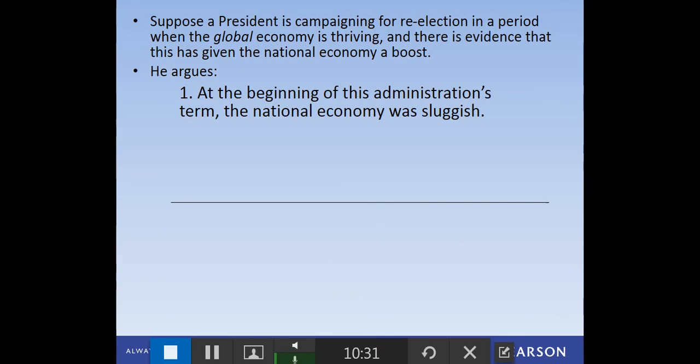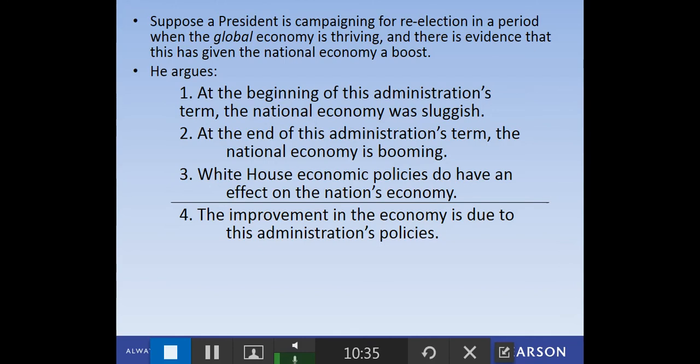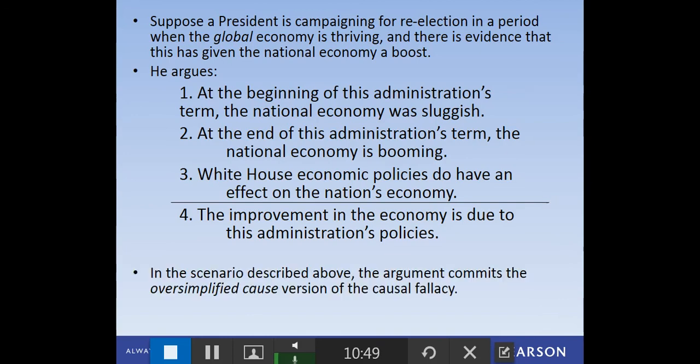So here's our president, not our president, but any president giving a re-election speech, saying at the beginning of this administration, the economy was sluggish. At the end, the economy was booming. The White House economic policies do have an effect on the nation's economy. Therefore, the improvement is due to the administration's policies. There's a lot more that goes into a nation's economy, and it's very much an oversimplified cause, saying, because I did this, this is what happened.